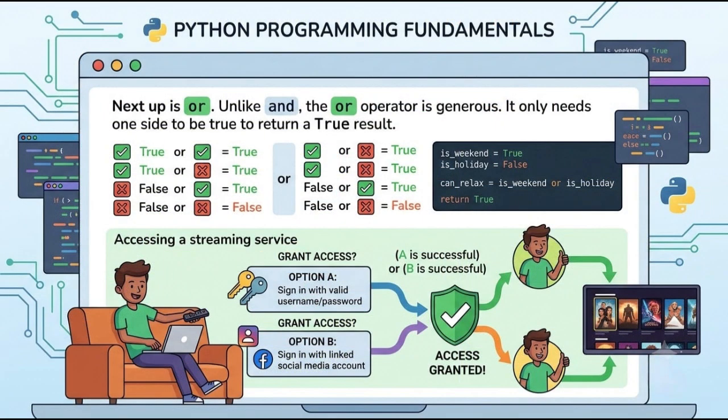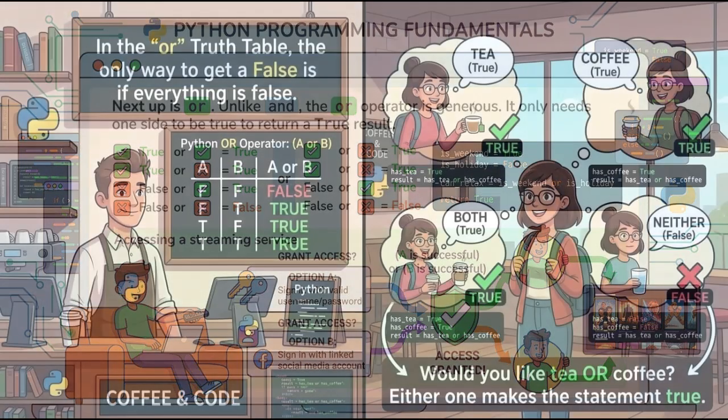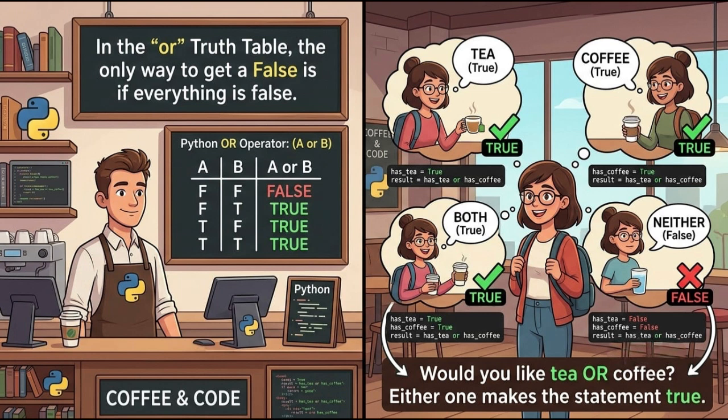Next up is OR. Unlike AND, the OR operator is generous. It only needs one side to be true to return a true result. In the OR truth table, the only way to get a false is if everything is false. It's like a coffee shop: would you like tea or coffee? Either one makes the statement true.